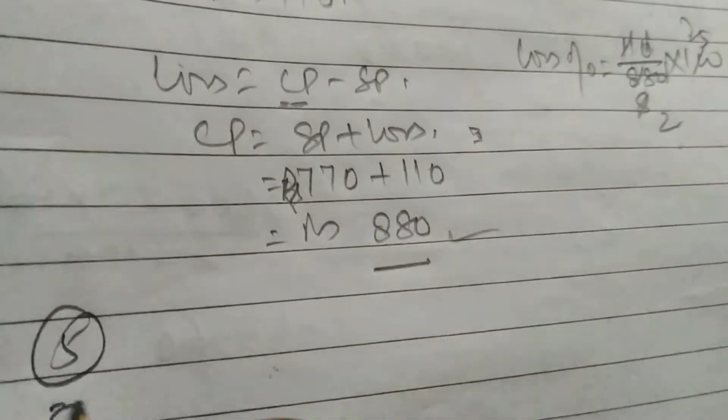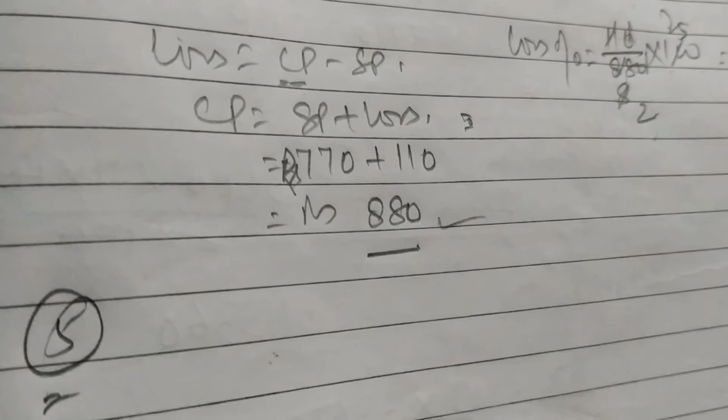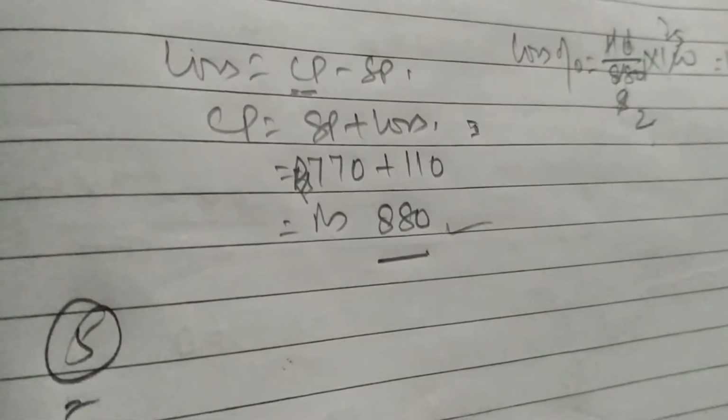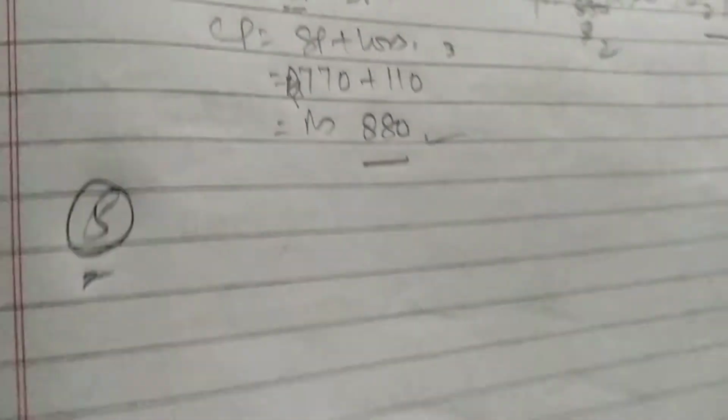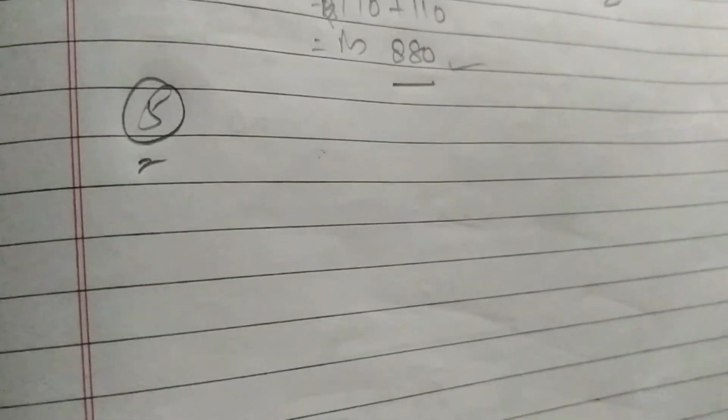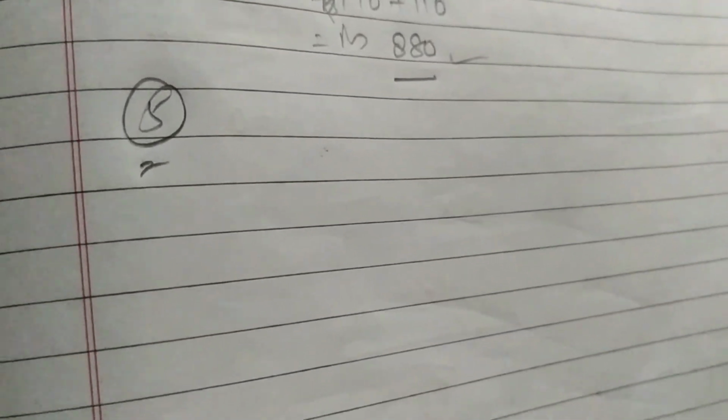Now we will move on to sum number 5. For sums 1 to 10, the even parts you will have to do as classwork, and then the odd parts will be your homework. So complete 1 to 10. Now move to sum number 5.